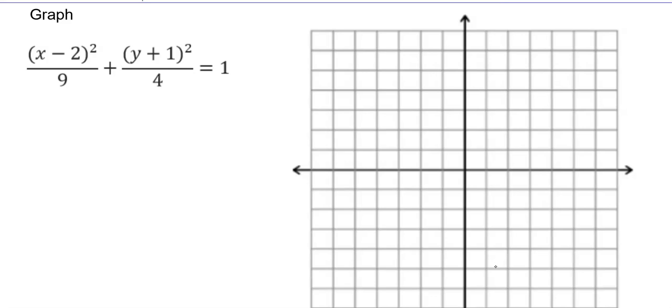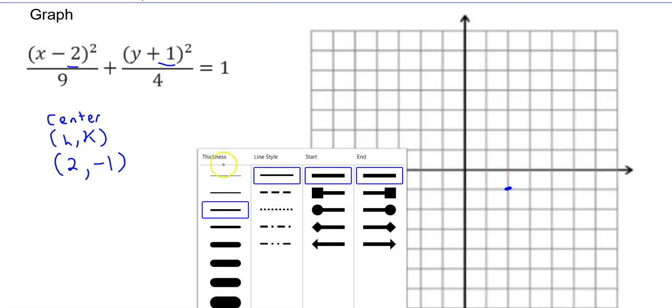Let's go ahead and use this. So the difference is the center is going to be different, right? The center for an ellipse, and this is definitely an ellipse because you've got the plus sign there, is always going to be h comma k. In this case, it is x minus h, so it's a positive 2, not a negative 2. And this is going to be a negative 1, not a positive 1, because it's y minus k. So 2, negative 1 is my center of the ellipse.